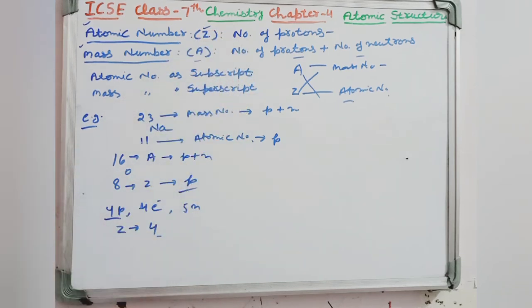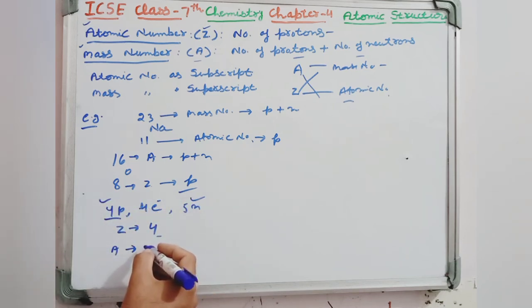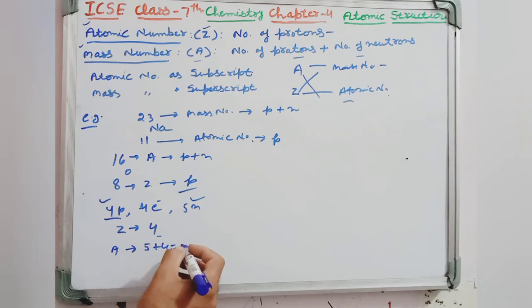Mass number A. Mass number is the number of protons plus the number of neutrons. How many protons? 4. How many neutrons? 5. So the mass number will be 5 plus 4, which is equal to 9. Right?